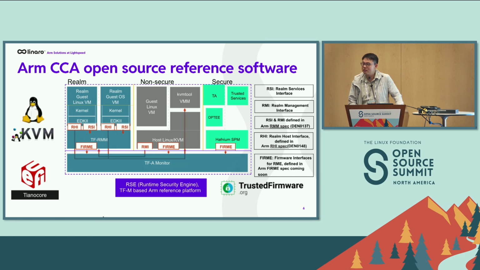I have a newbie question. What's the Intel equivalent of CCA? TDX, SEV-SNP. Okay.